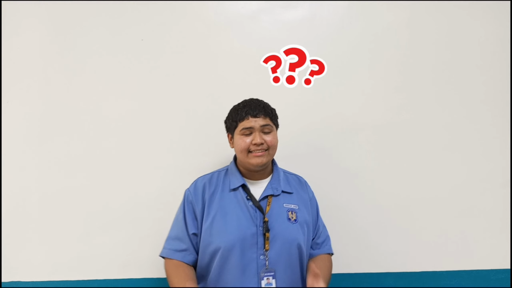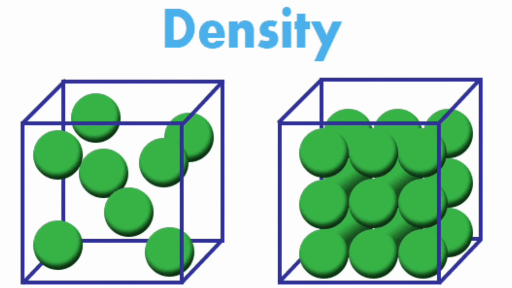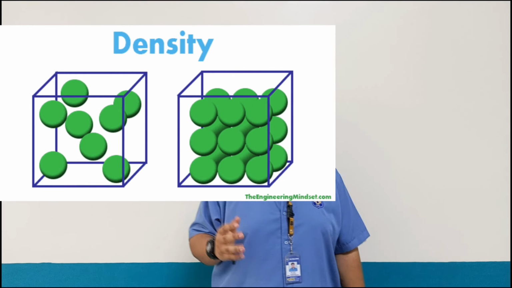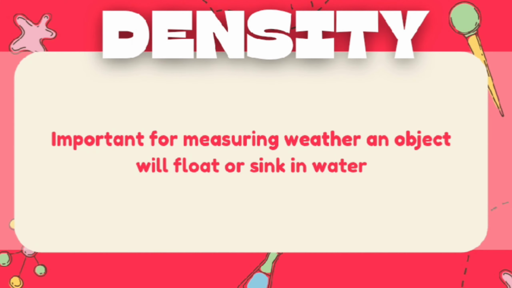But why is that? Well, that is where density comes in. Density is how much of an object is packed into a specific space. And density is the ratio of an object's mass to its volume. Density is important to measure whether an object will float or sink in a fluid.